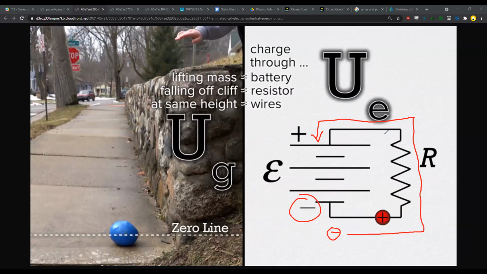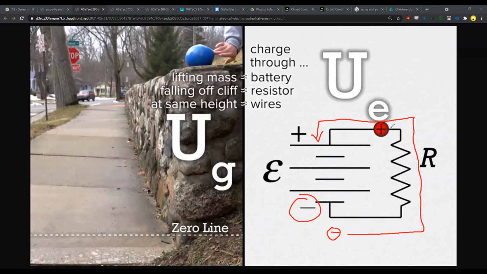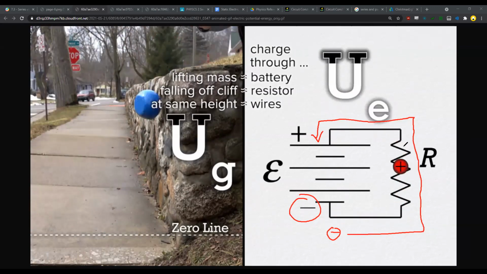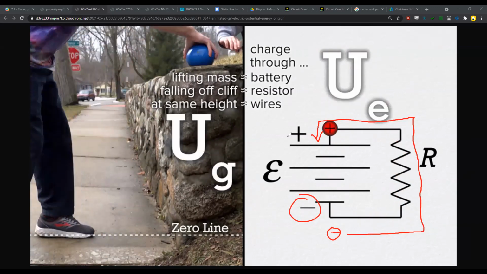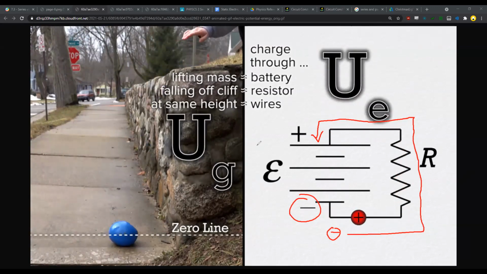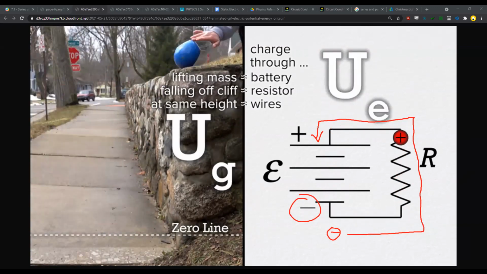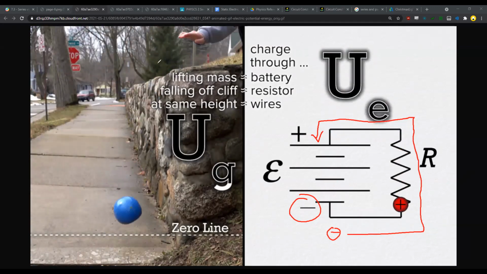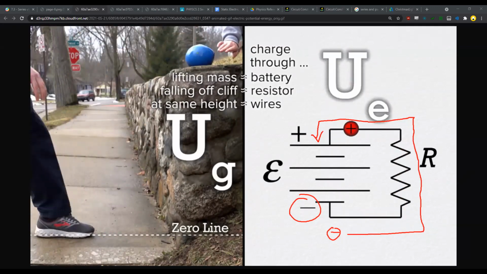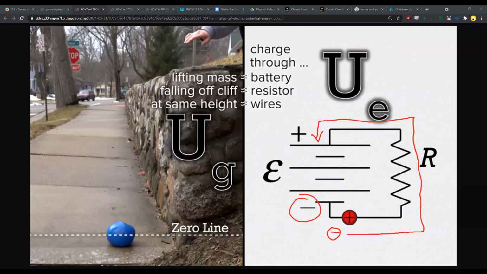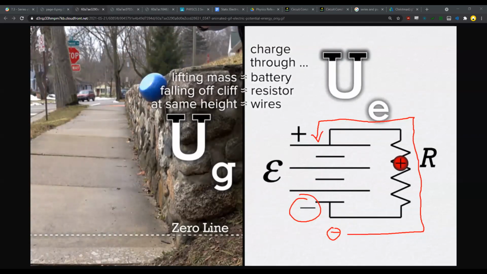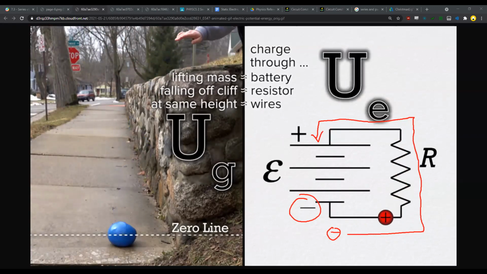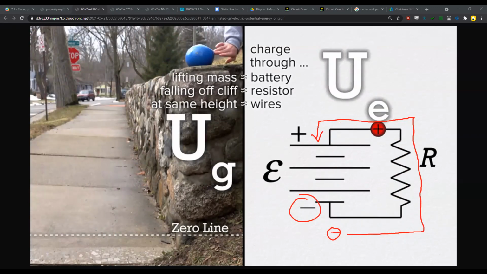So what happens to electric potential as an electron goes through a resistor? A resistor is not a battery. The epsilon represents the battery. Think of a resistor as resisting the flow of electrons, and you need energy to push these electrons through the resistor.